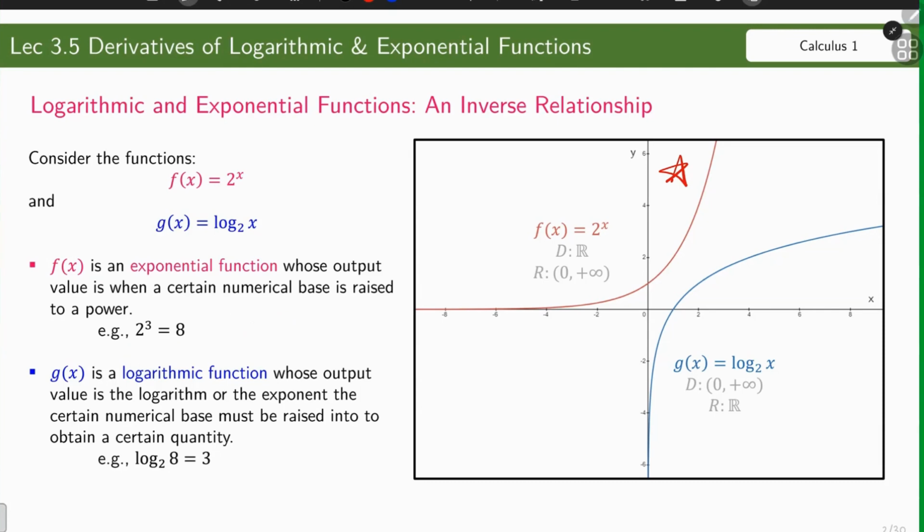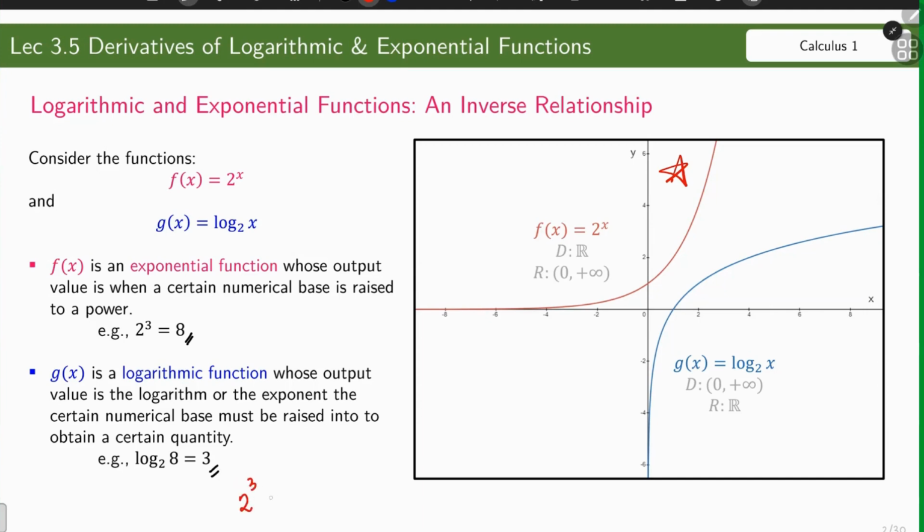Next, we have the logarithmic function g of x. It is a function whose output value is the logarithm, or the exponent, that a certain numerical base must be raised to in order to obtain a certain quantity. The logarithm of 8 to the base 2 is equal to 3. Take note that this is what we call the exponential form, and this is what we call the logarithmic form. They are both equivalent to each other.